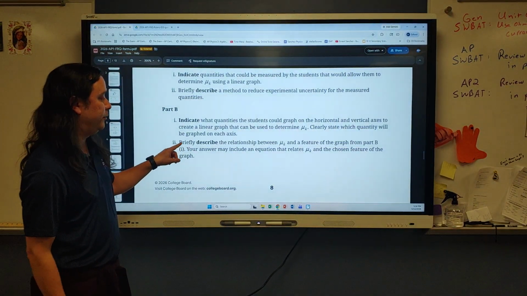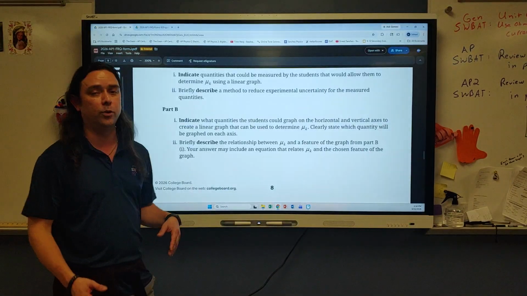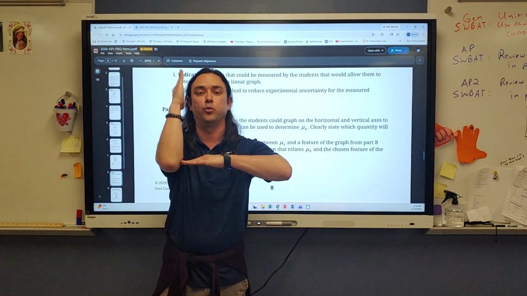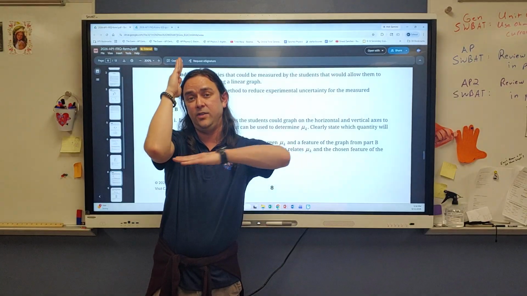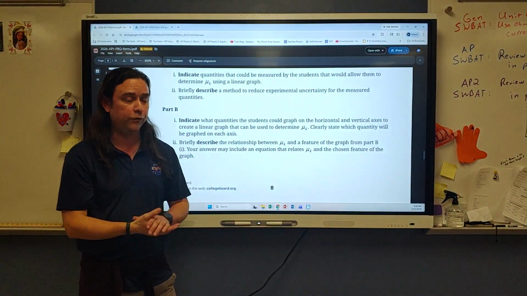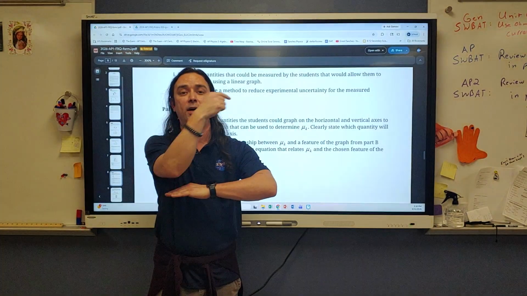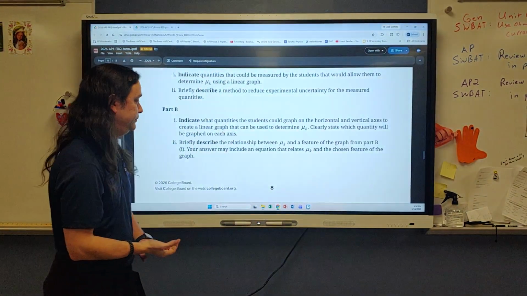The second point is briefly describe the relationship between mu k and the feature of the graph. In other words, this is where you tell us how you would read the graph to get mu k. In this case, if you do the vertical release height and the slide distance, I've now demonstrated to you with that proof that you could turn around and say, hey, when you graph that, the slope of your line is equal to your coefficient of kinetic friction.